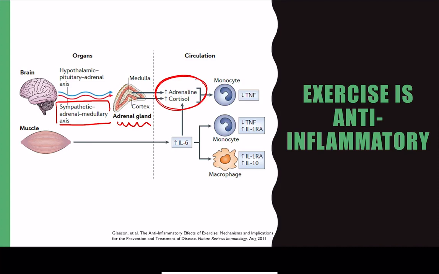Epinephrine and cortisol reduce the production of TNF-alpha, a key inflammatory cytokine. When skeletal muscle contracts, it releases interleukin 6, IL-6. Interleukin 6 is an important cytokine that stimulates the production of anti-inflammatory cytokines. So IL-6 helps to coordinate an anti-inflammatory response.